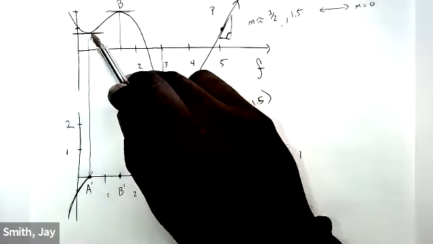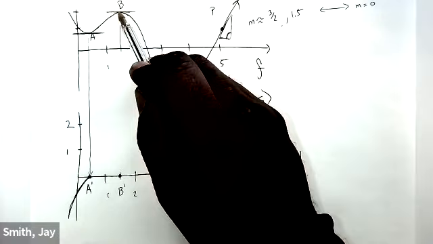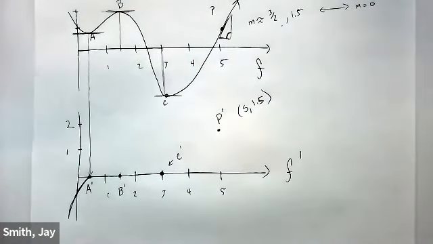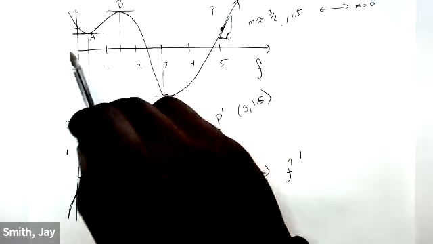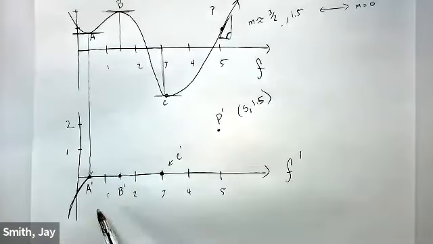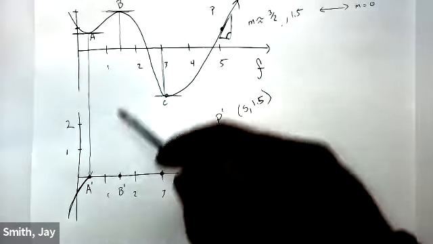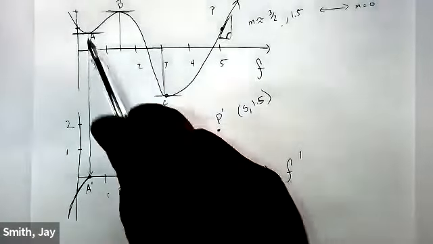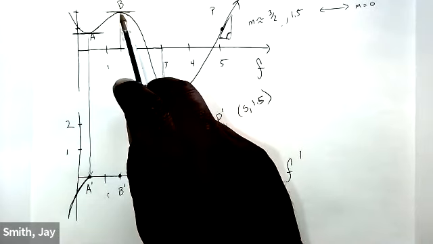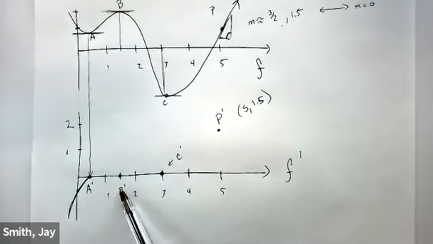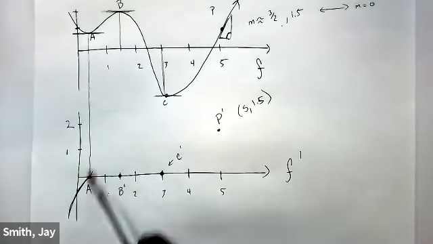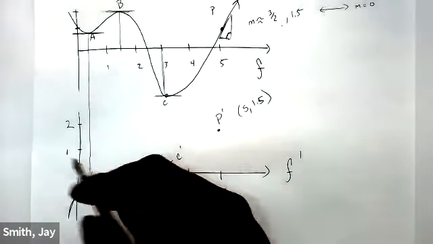Now, between a and b, is that interval increasing or decreasing? Increasing, which means the slopes of the tangent lines on this interval are all positive. If they're all positive, they should be above the x-axis, because these positive y values are above the x-axis. So in between a prime and b prime on the sketch of this derivative, it should be above the x-axis.